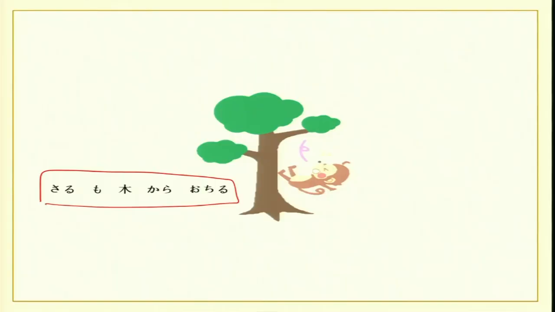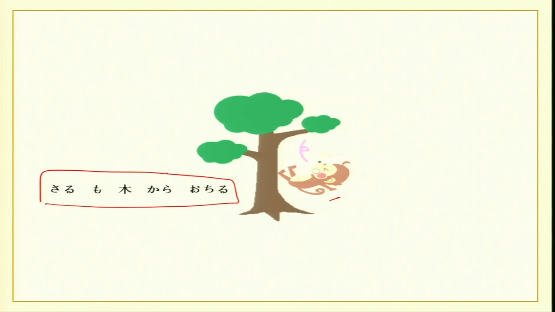Now, as I had said, I am going to do some idioms with you. This is a very, very popular, famous idiom and it works for everybody. Everybody needs to know this idiom because it gives a lot of confidence. And what does it mean? Saru mo ki kara ochiru. Saru, you can see from here, is monkey. Saru mo ki from the tree, kara ochiru is to fall.